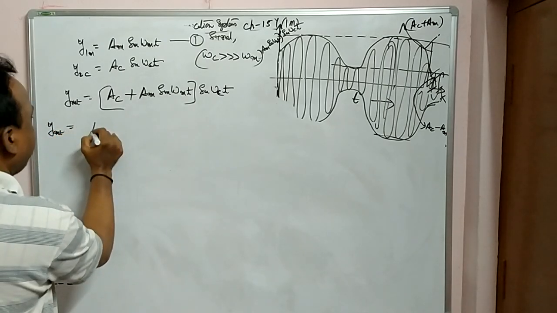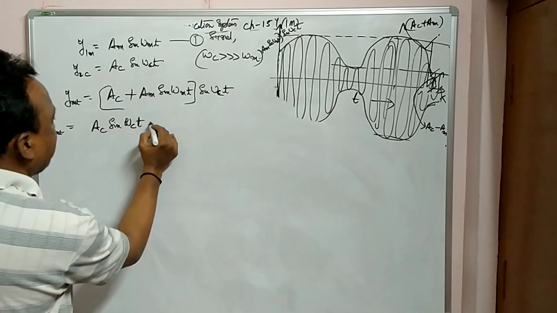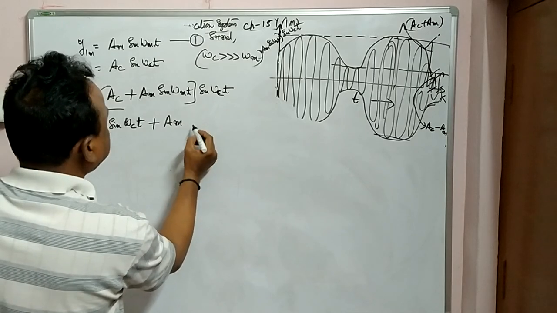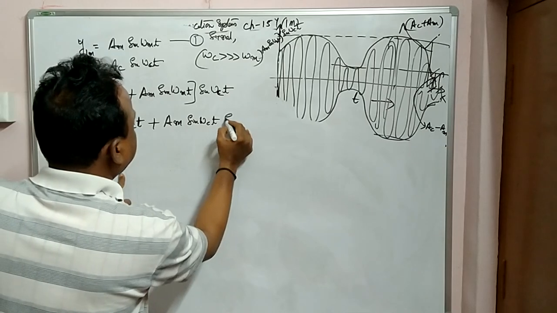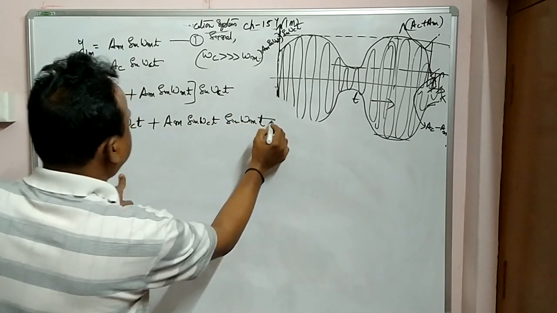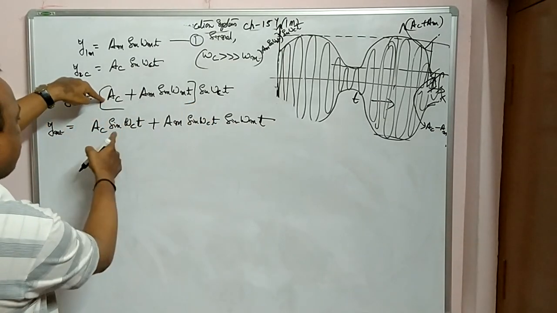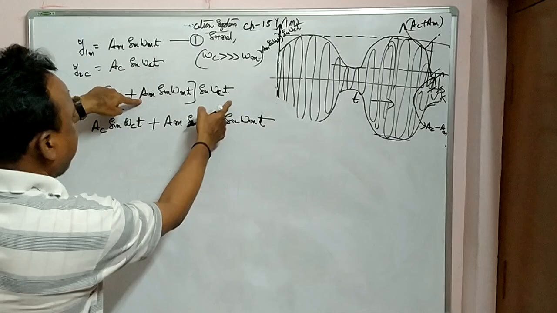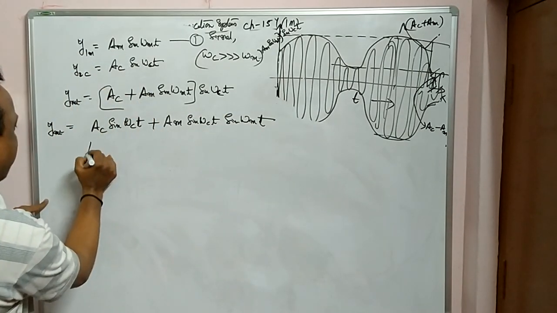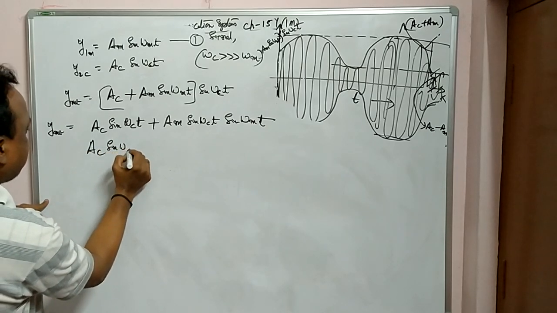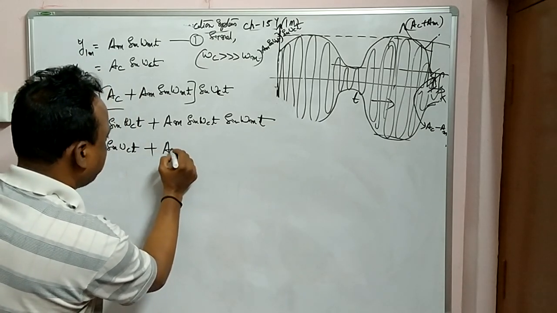Y net, when you multiply, you will get Ac sin omega c t plus Am sin omega c t into sin omega m t. You can see this is the final equation we are getting after adding Ac sin omega c t and Am sin omega c t sin omega m t. Now I will put this one as it is, Ac sin omega c t plus this one. What I will do is I will multiply and divide by 2.